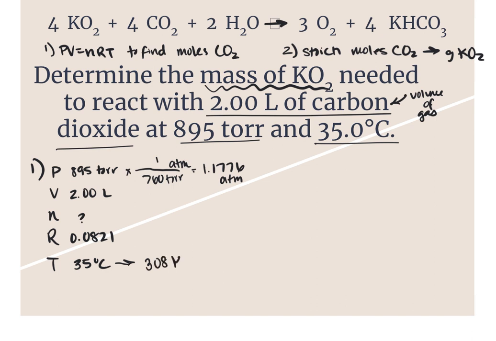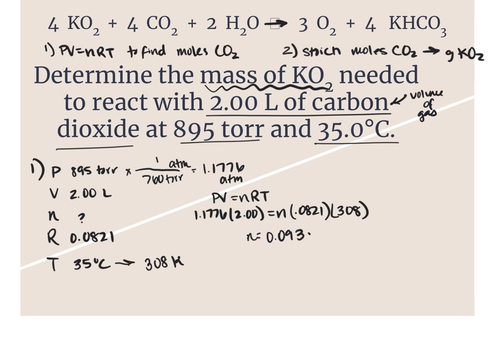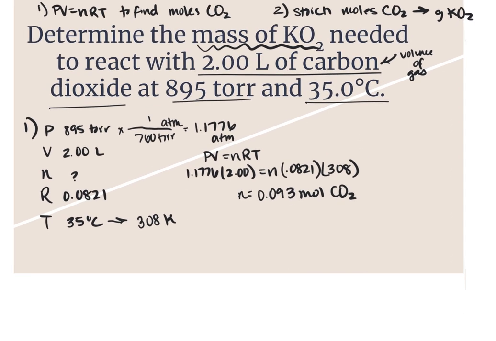And then I'm also going to want to convert that Celsius into Kelvin. This is 308 Kelvin. So if I plug this into my equation, PV equals nRT, pressure is 1.1776, volume is 2.00, n is our unknown, R is 0.0821, temperature is 308 Kelvin. What I find when I go through and do the algebra for this is that n is going to be equal to 0.093 moles of CO2.